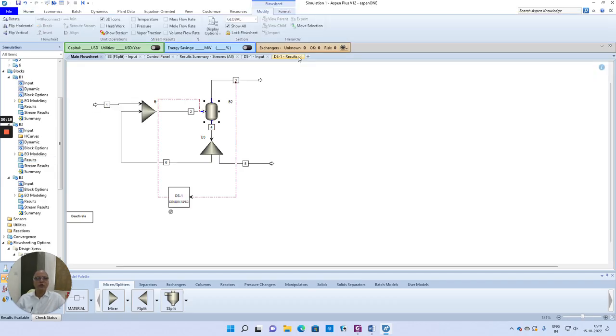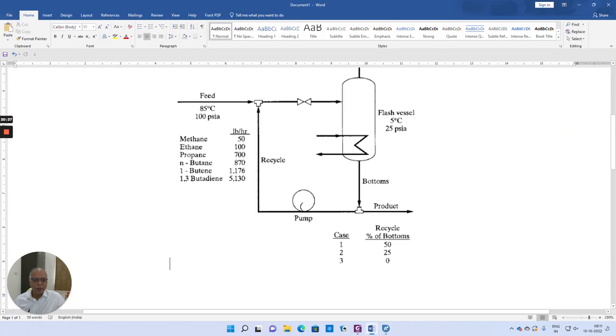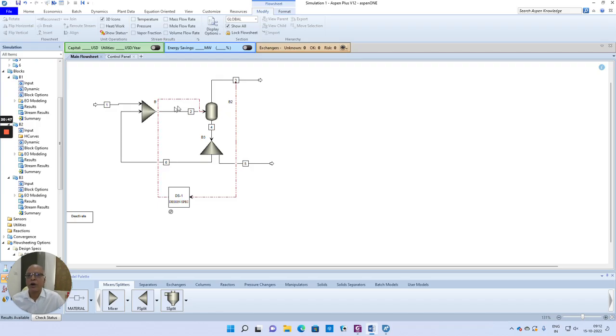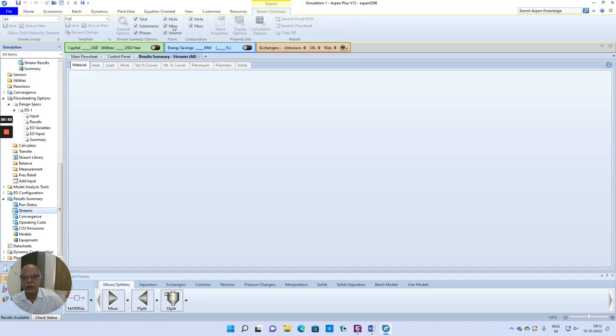Now let us go back to the part 1, handling the recycle calculations. Now what is that we are trying to do? Earlier we have assumed that there is no recycle, our entire bottom product is being routed to the product stream. Now I would like to send back 25% of the bottom into the recycle stream. Just before we do this, let me probably look at this stream summary and look at the compositions.